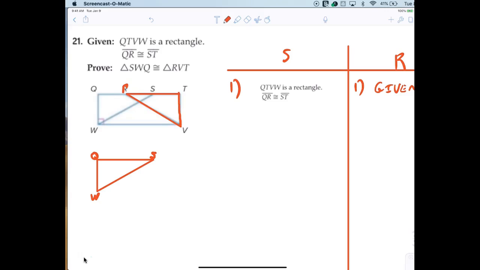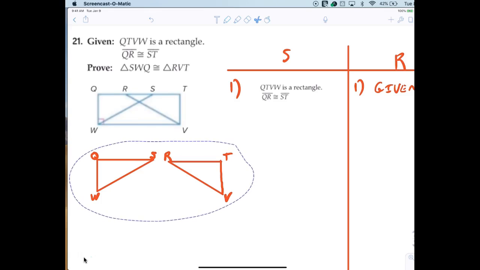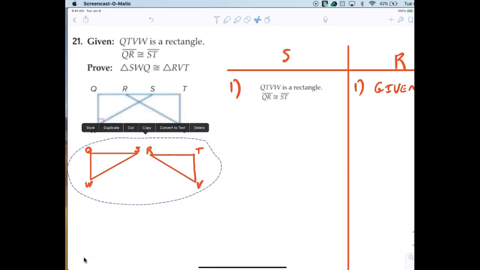Right, and this is R, T, V, and then we're just going to move it down here. All right? So right now, I can say what about those two things? That everybody should be able to say. Now again, I think we're trying to find what? Side, angle, side, angle, side, angle, side, side, side, those types of things, right?